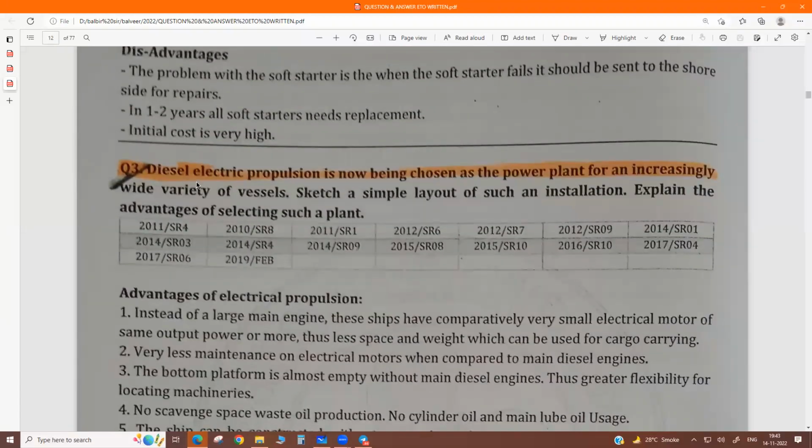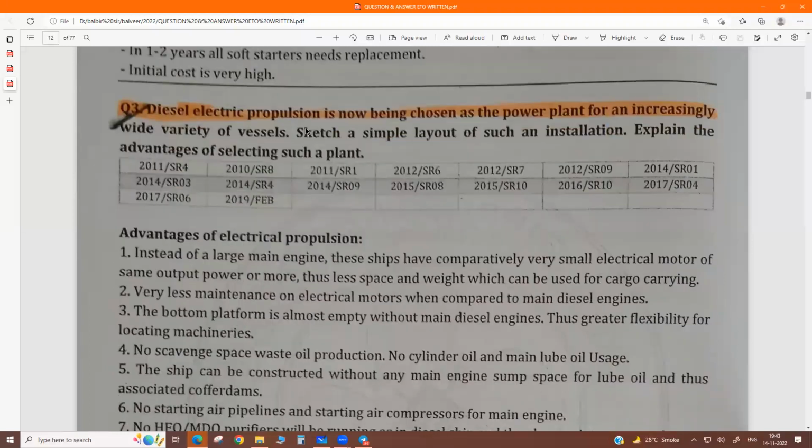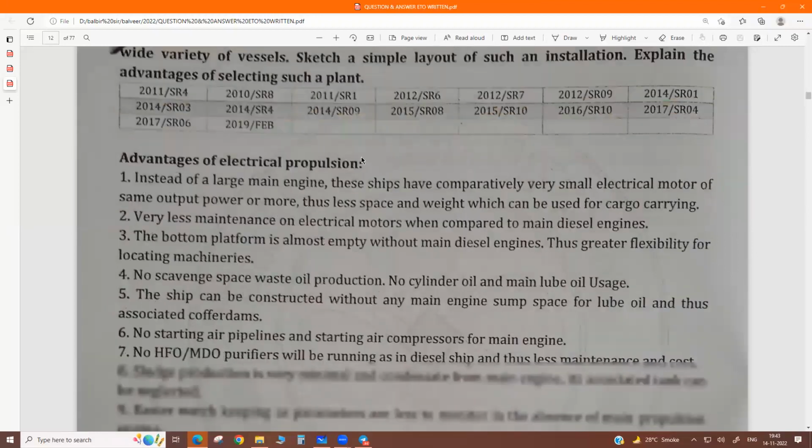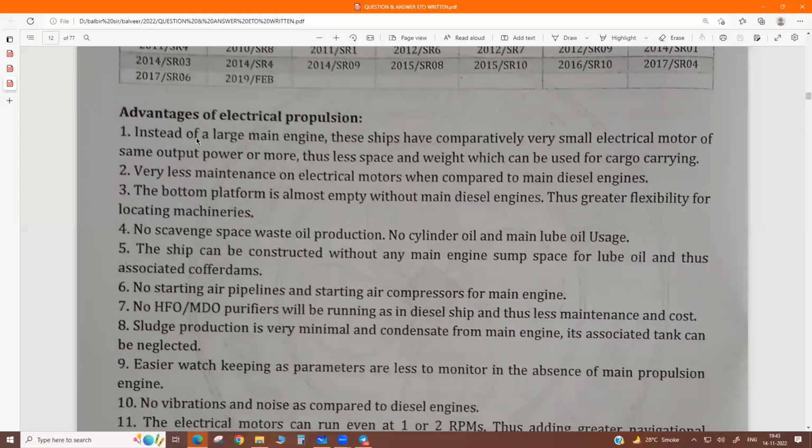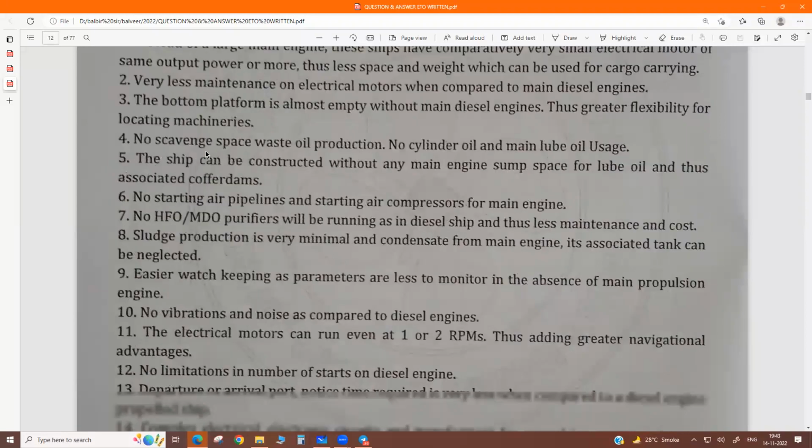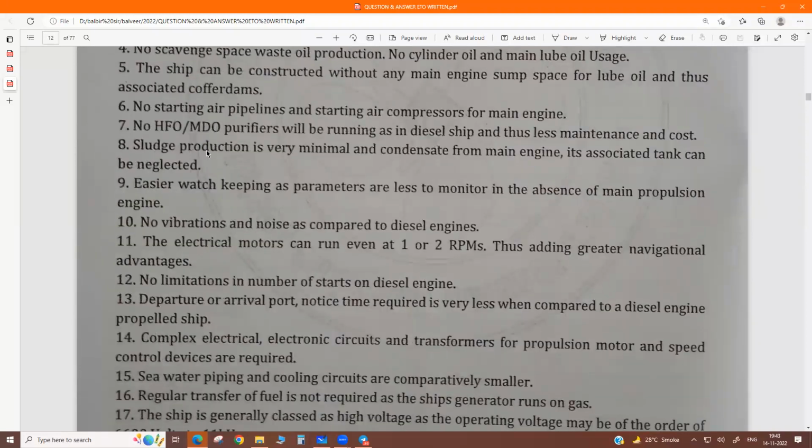Now here this question was also asked: diesel electric propulsion is now being chosen as a power plant in a wide variety of vessels. What is the advantage of electrical propulsion? Some disadvantage also, because a control switching, control room is required. But others are advantages only. Initial cost of the electrical system is more, but running cost is reduced because a large engine is reduced to a small DG set.